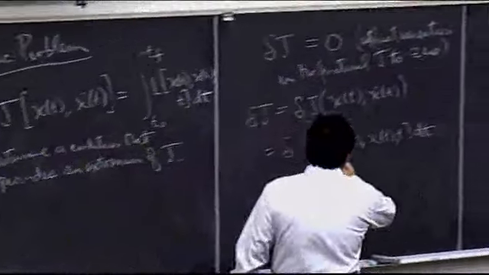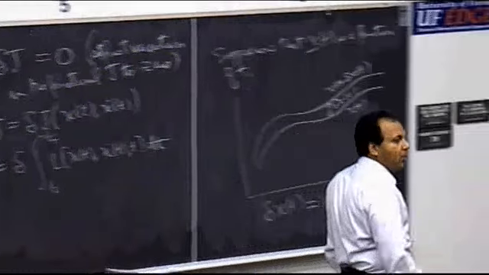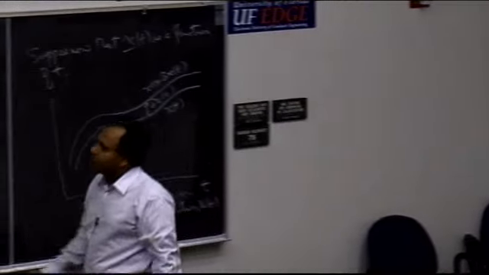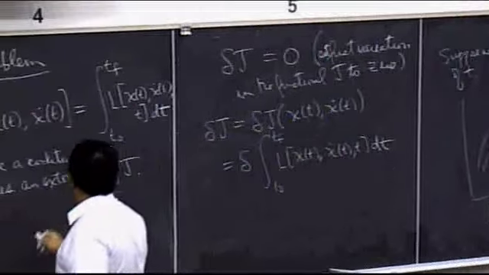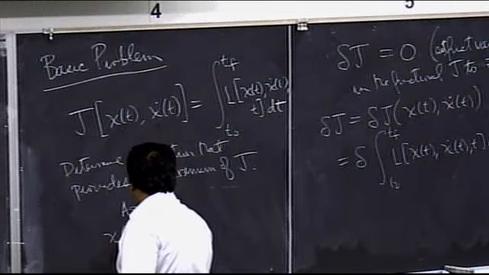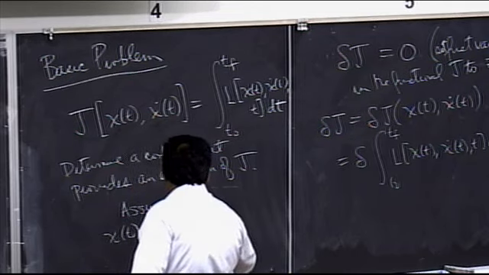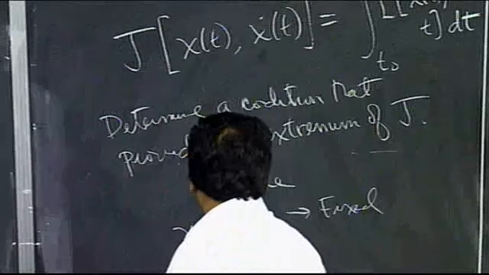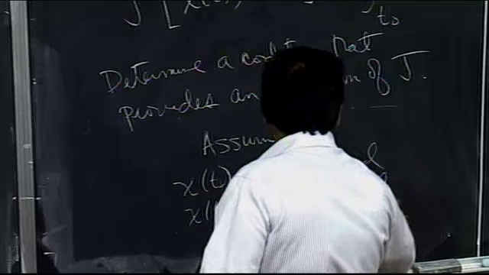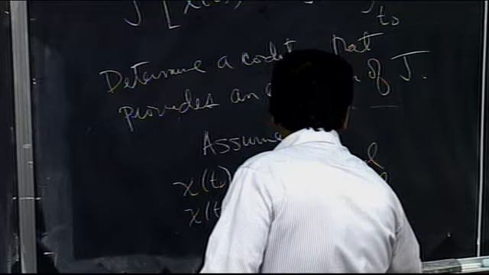Now, in order to do this, I need to vary everything in here that changes. What changes in this? Let's make this problem really easy. Assume the following: x of t0 equals x0 and it's fixed, x of tf is equal to xf and it's also fixed, and t0 and tf themselves are fixed. This is the easiest problem in calculus of variations.